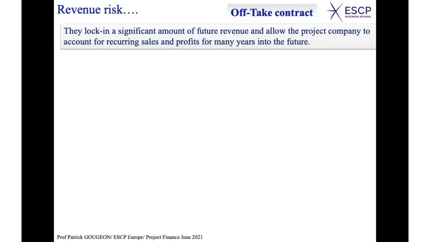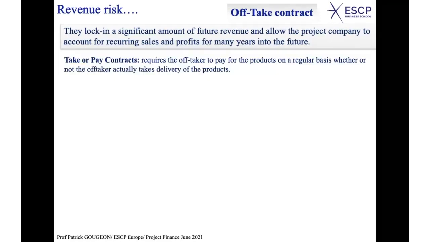You have take-or-pay contracts, which are rather common. It requires the off-taker, the client, the one who is going to consume the service or the product, to pay for the product on a regular basis, whether or not the off-taker actually takes delivery of the product. Whether you take it or not, you pay for it.